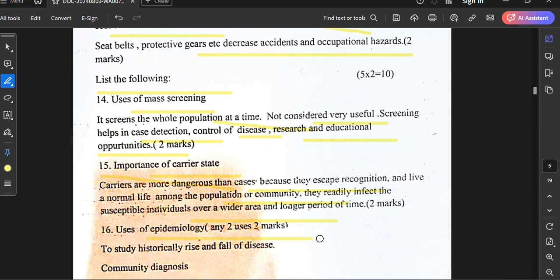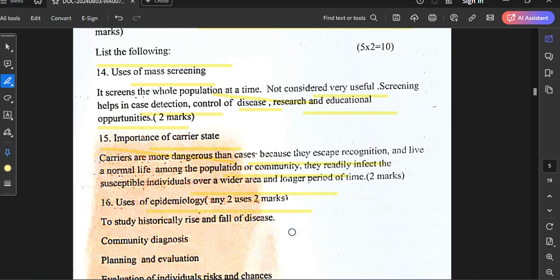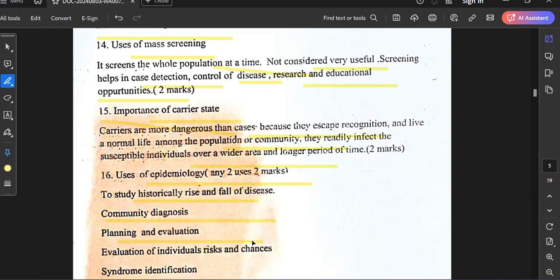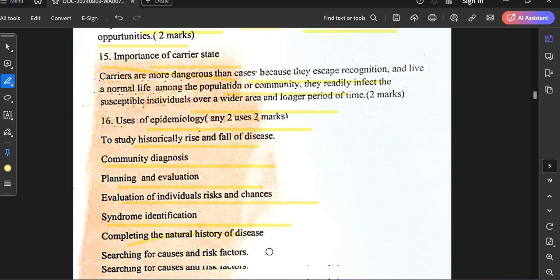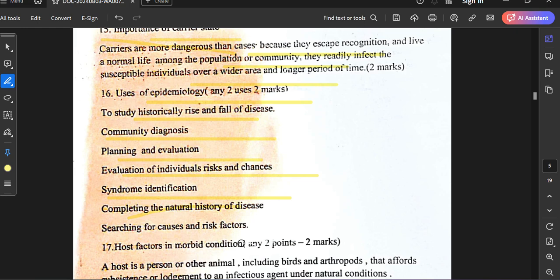Okay. What are the uses of epidemiology? Epidemiology is used to study historically the rise and fall of a disease. It helps in community diagnosis. It helps in planning and evaluation of the disease. Evaluation of individuals at risk and their chances, and identification of syndromes, we can do. Completing the natural history of disease. These are all possible only if we use an epidemiological study. Searching for the causes and the risk factors.